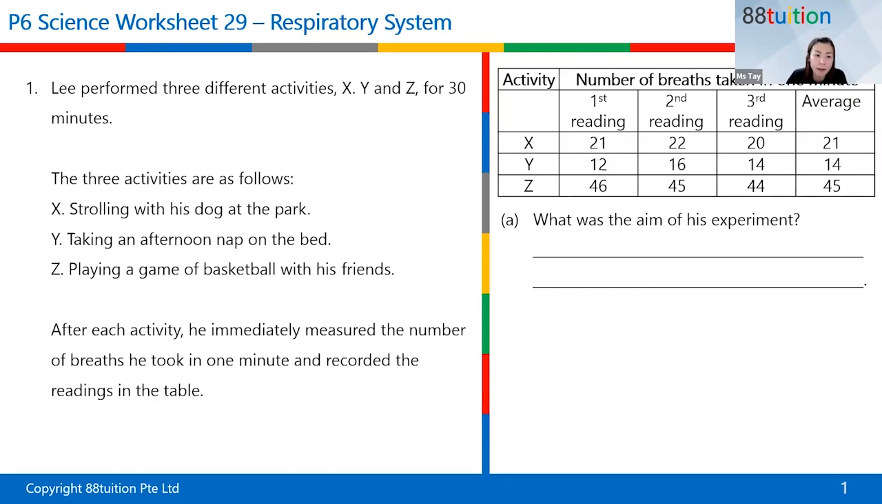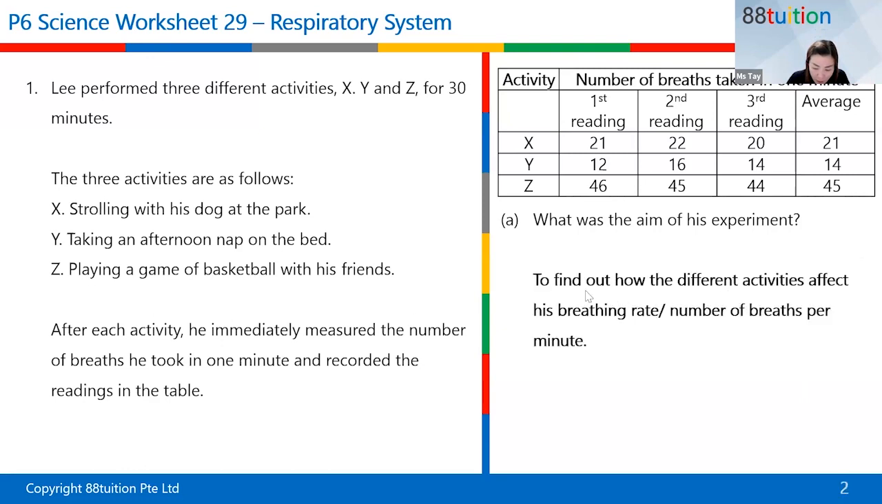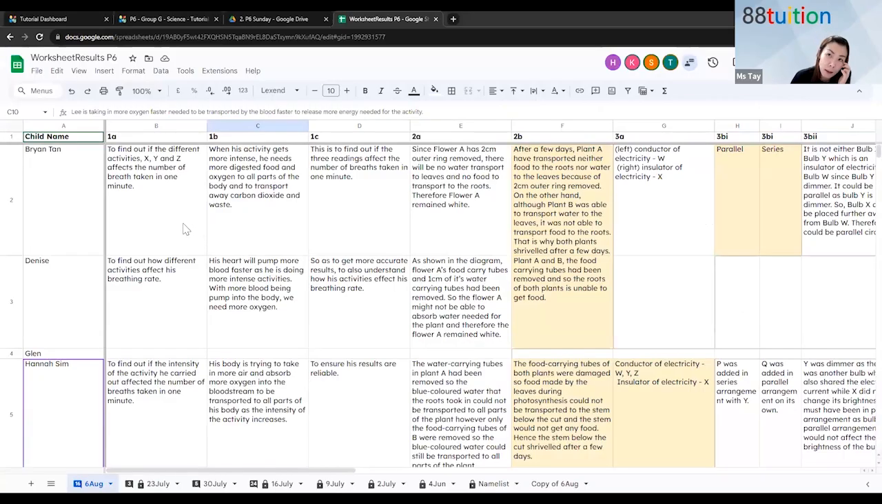Okay, Brian says, I show you your answer. The standard answer is this: to find out how different activities affect the number of breaths taken in per minute or affect the breathing rate. So this is the standard answer given here. All right, then let's see what you put down and let me give you advice on how to write a better answer.